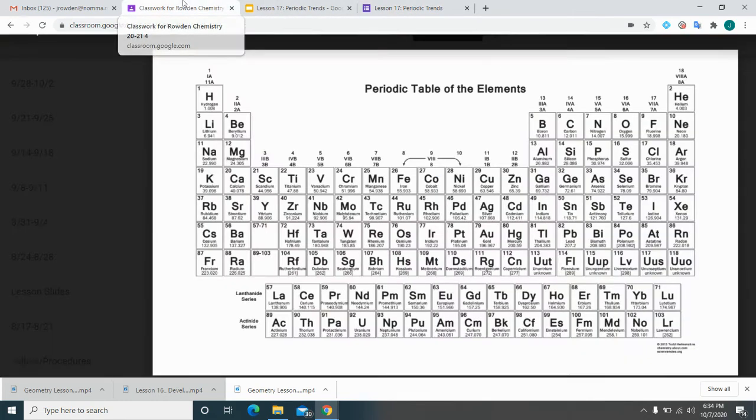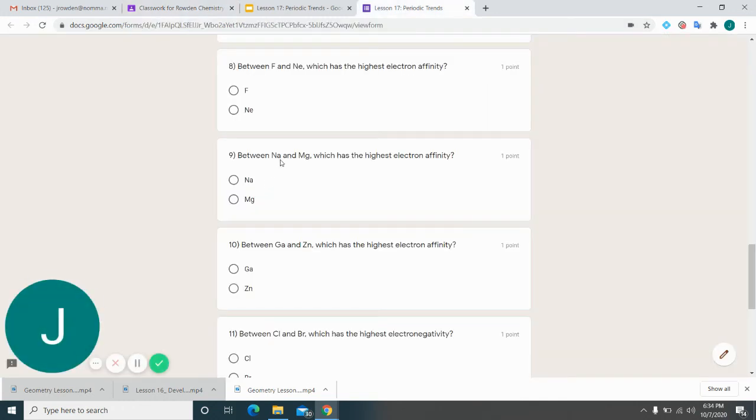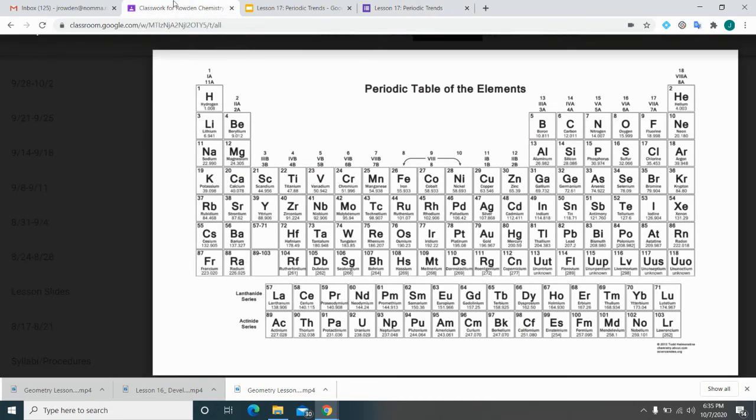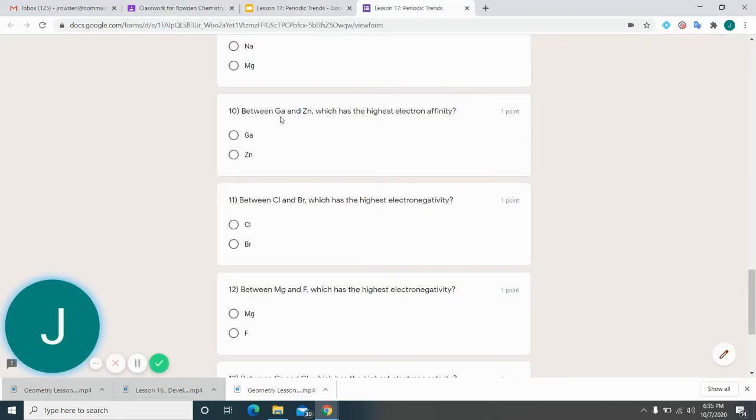Number 9, Na and Mg. So we have Na and Mg. Remember, to the right is supposed to be higher unless you're in 2, 12, or 18, then it's the lowest. So Na is actually going to be the highest right now. So Na is going to be our answer here. And then let's do gallium and zinc. So Ga and Zn, which one is going to have the highest electron affinity? So here's gallium, here's zinc. Gallium is more to the right. Gallium's not in 2, 12, or 18, so we'll go with gallium. So that'll be our answer there.